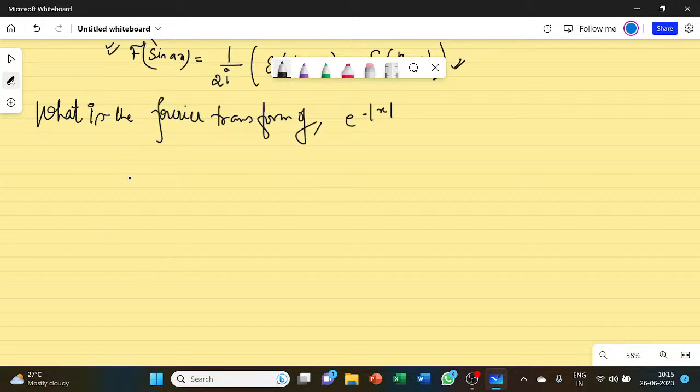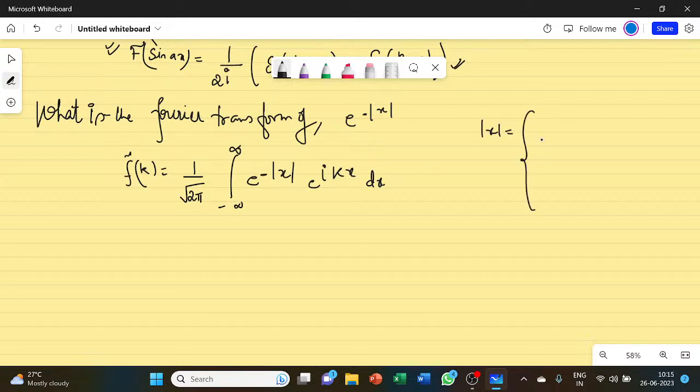I'll write f tilde k as simply 1 upon root over 2 pi, integral from minus infinity to plus infinity, and instead of f of x I'll write e to the power minus modulus of x, e to the power iota kx dx. Now you see this is a modulus. Modulus of x can be defined as x if x is greater than 0, and as minus x if x is less than 0.